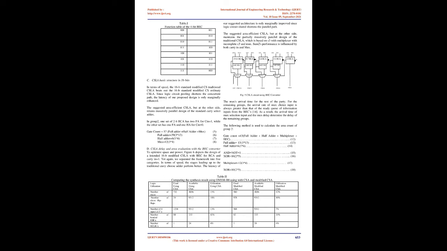We can save area and power in a conventional CSLA by using a BEC rather than an RCA. The major benefit of the whole BEC logic is that it has fewer logic gates and takes up the same amount of space as a full adder, FA, structure.